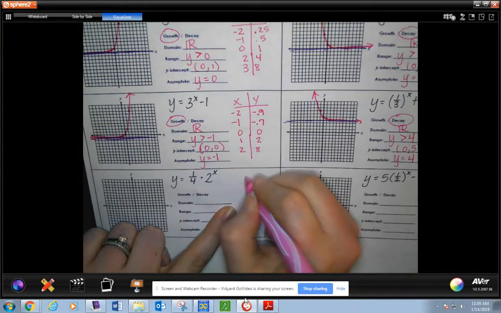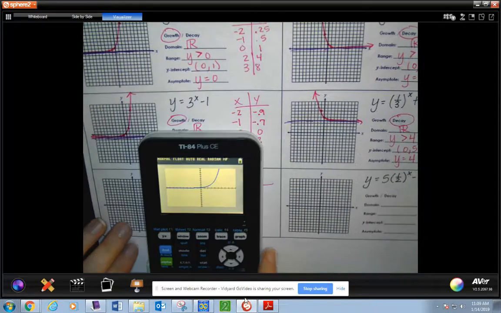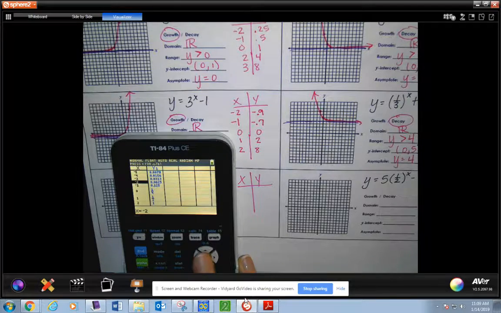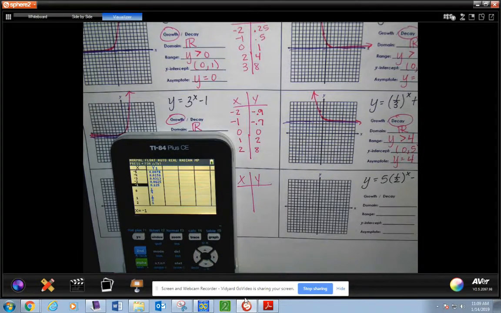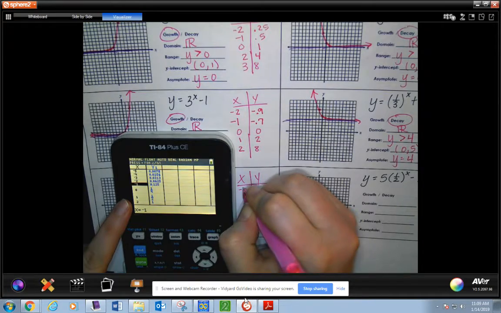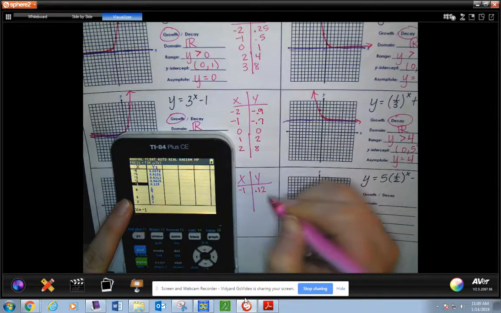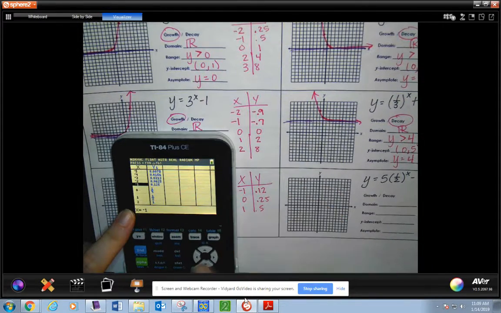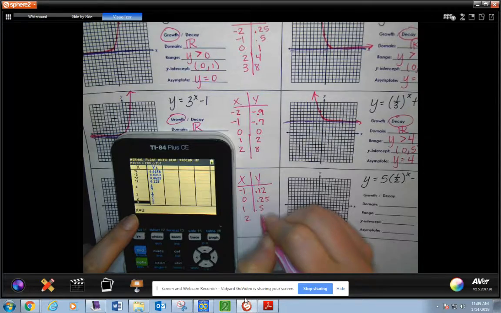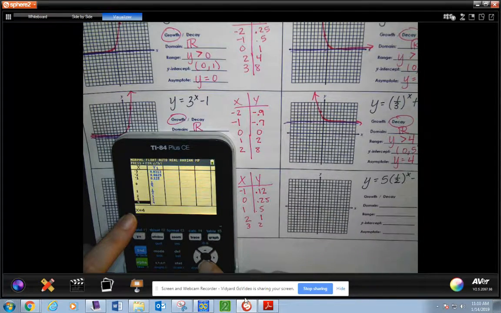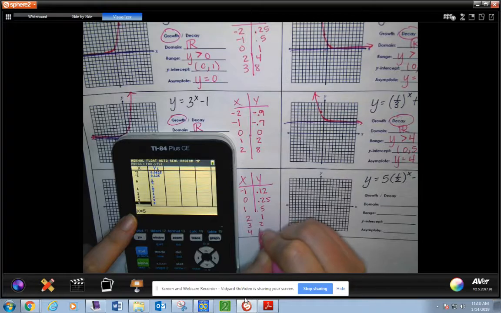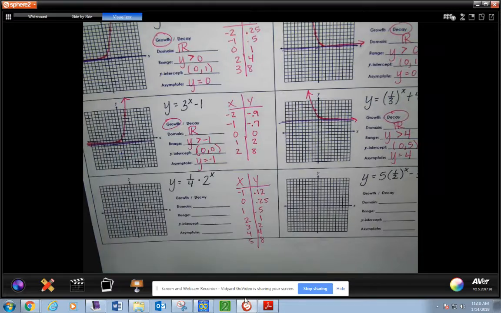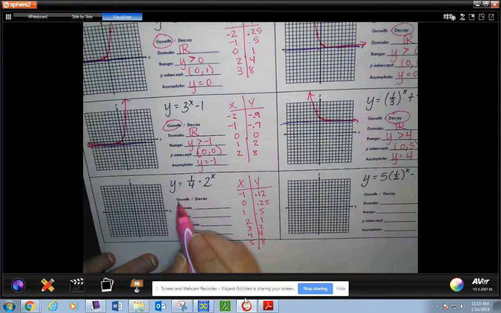So I'm going to make my table here. I'm going to go back to the table and find some points I can plot. I am going to start with -1 and 0.12, because that's really close to 0. We'll do 0 and 0.25, 1 and 0.5. We could do 2 and 1, 3 and 2. I could do 4 and 4, and I could even do 5 and 8. But then they would go too big to where I can't graph them.